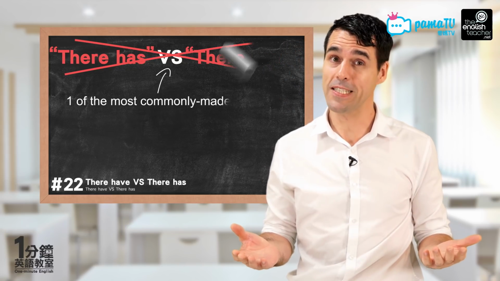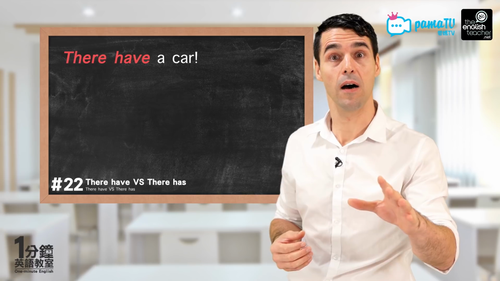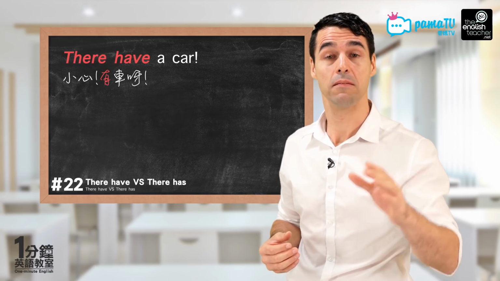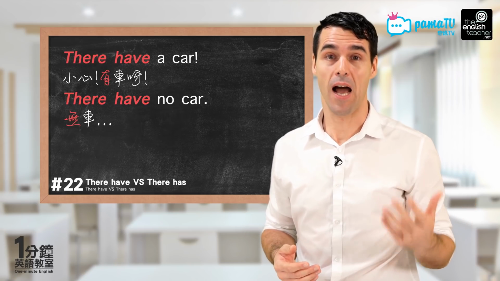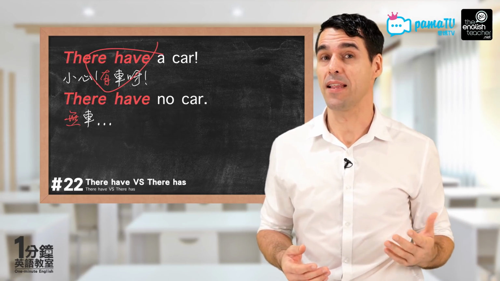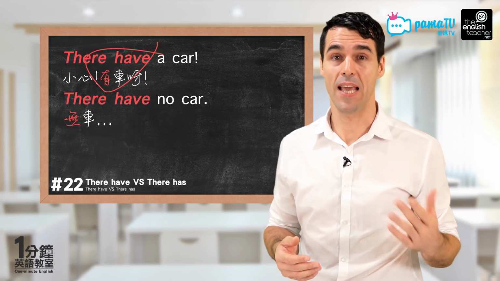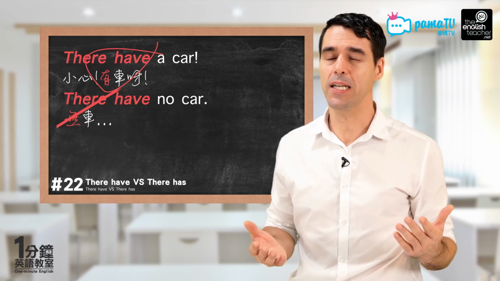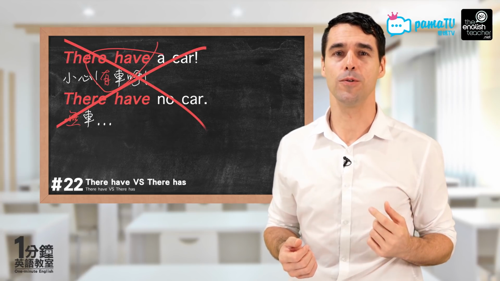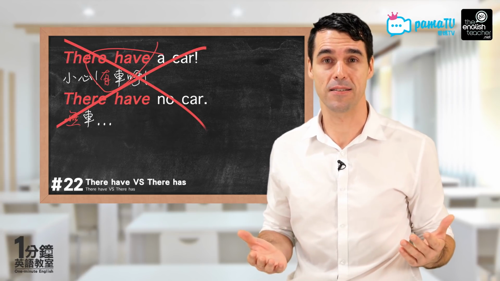It's a literal translation. "They have a car." Siu Sum, Yau Tseh. "They have no car." Mo Tseh. You see, Yau is Chinese for saying that something exists. Yau literally means "have" in Chinese. But in English, we don't usually use "have" for showing existence.